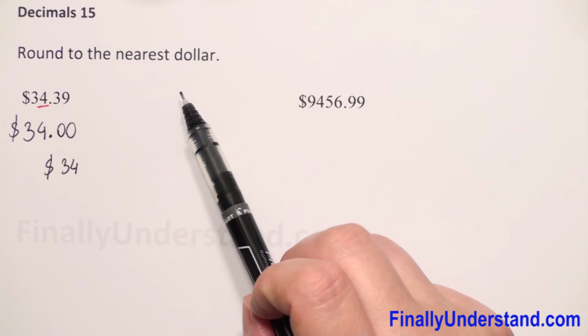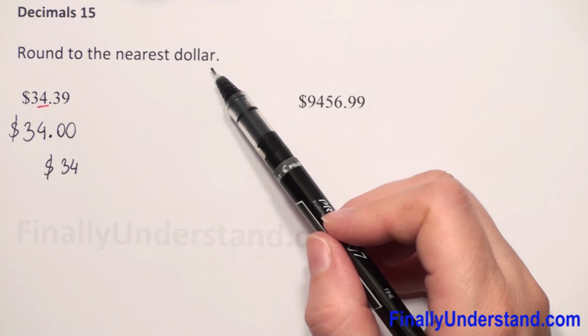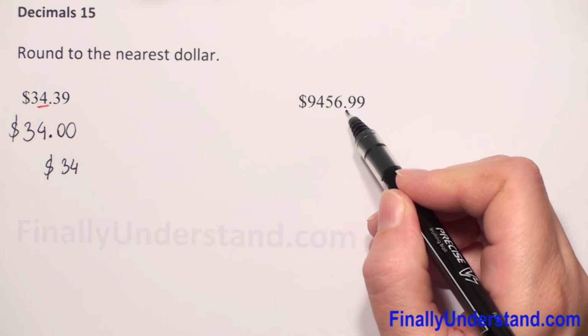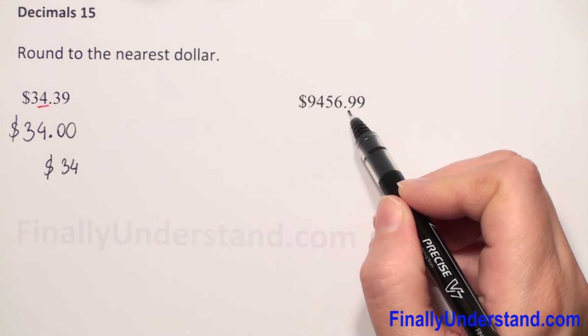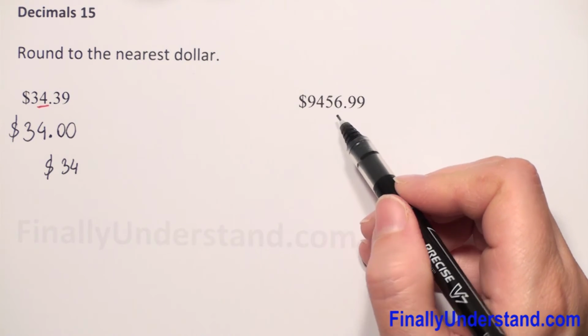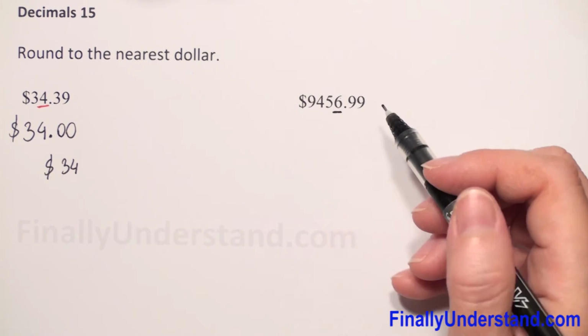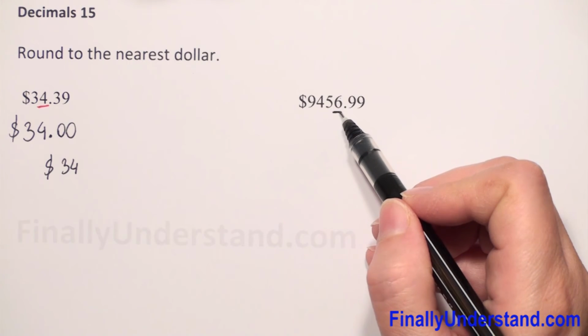We need to round to the nearest dollar. How do we do this? Because we need to round to the nearest dollar, it means we don't want the cents, the digits after the decimal point. So the last digit which we want is ones. We have 6 ones. So we need to round this number to the nearest ones.